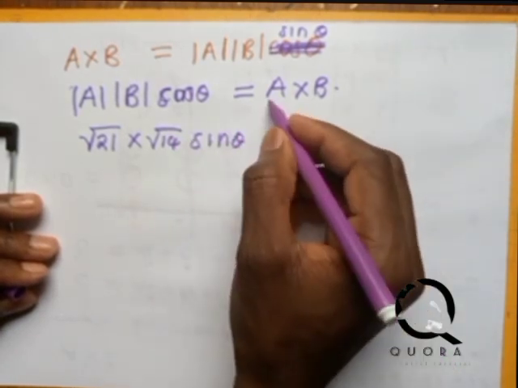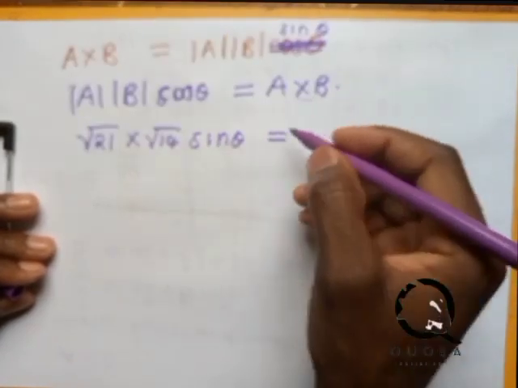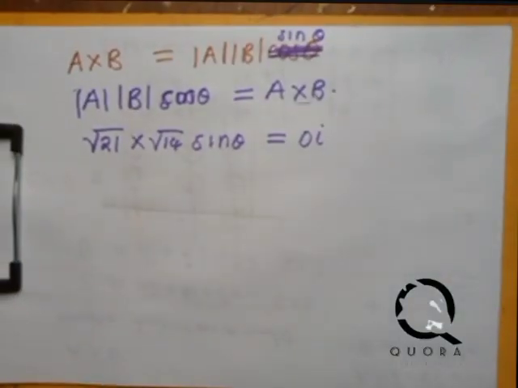This has to be equal to, okay, what answer are we going to have here? Here we have 0.